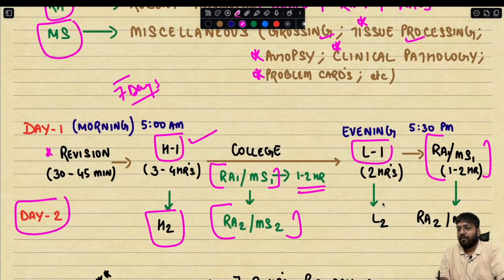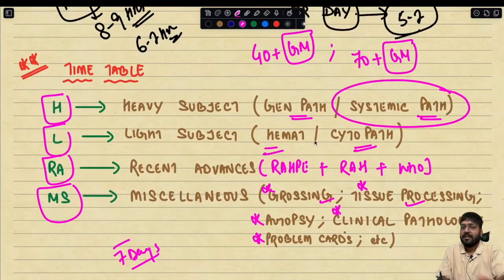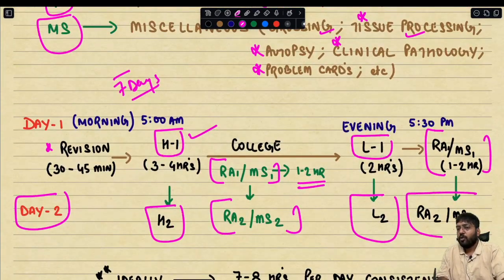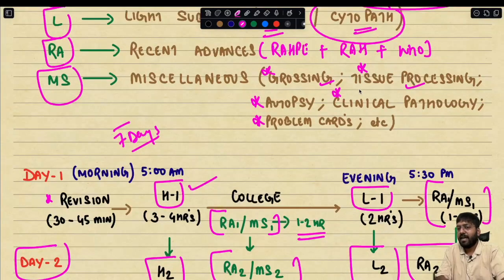Again today, after my work I went home and started a light subject. Like on day 1 I read hematology, today I read about cytopathology. Then you go home and read either a recent advanced or a miscellaneous topic, but you mix and match. If yesterday I read recent advanced histopathology, then today I will read recent advanced hematology. Do it like this, or today I will read about the WHO updates.